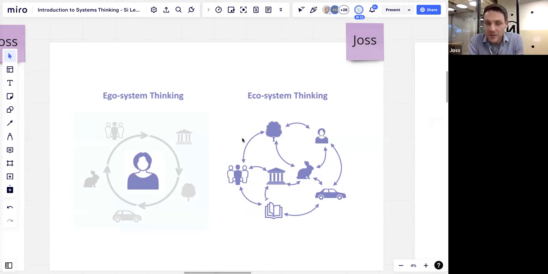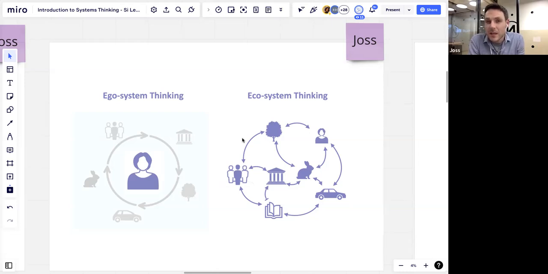And it results in quite a piecemeal, fractured view of the world. Everything is interrelated around you, as opposed to this ecosystem thinking, which is more about understanding ourselves as part of systems, as part of complex adaptive systems, interdependent with all those other elements. And that, again, is a very different way of looking at the world.